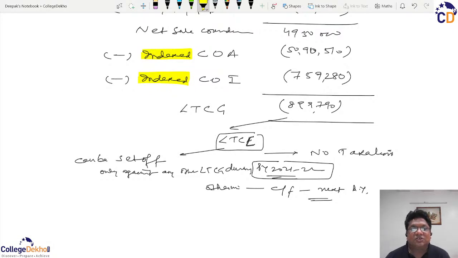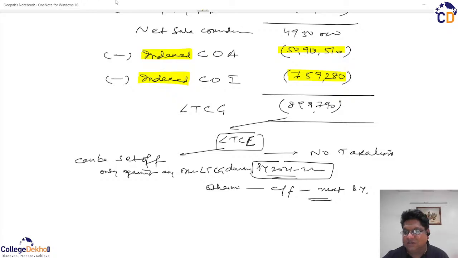But because of the indexation benefits provided to the assessee by the Income Tax Act, this indexation has greatly enhanced the cost, and therefore, in spite of selling at a notionally profitable figure, for income tax purposes there is a loss, and that will also result in tax saving for the assessee.